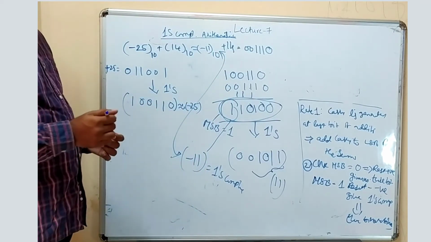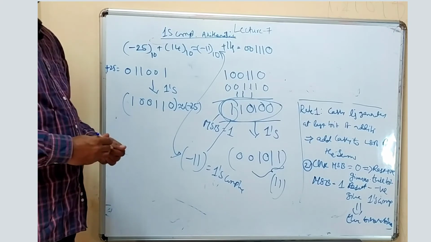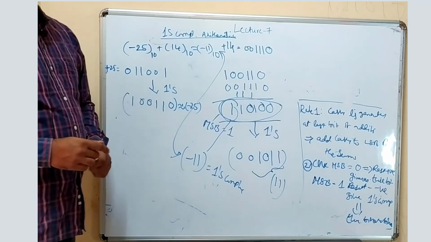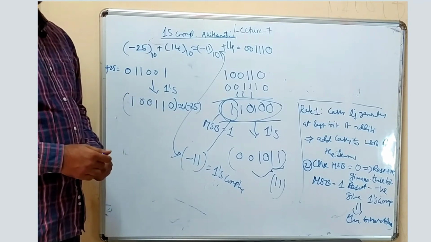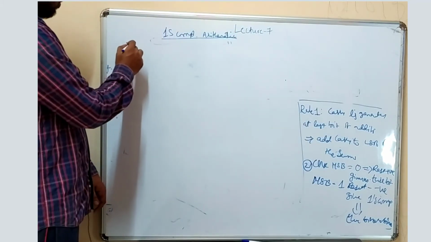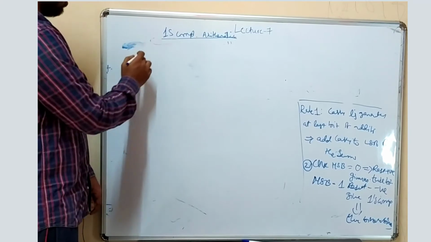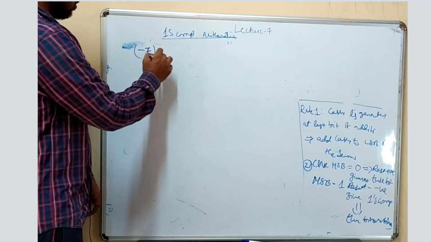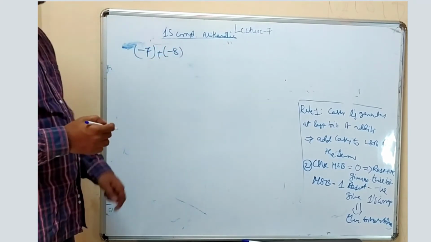It's actually subtraction, but we are doing it like an addition of two numbers. This way we can reduce the extra circuit for subtraction. Now we'll take one more example and try to see. Last example, we'll take minus 7 and minus 8.